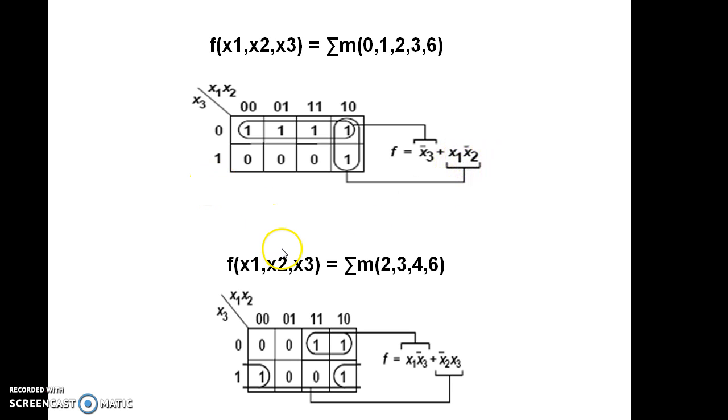The next example, function f of x1, x2, x3 equal to summation of minterms m2, 3, 4, 6. In this kmap, we can see another possible group. The other possible group is two adjacent cells in the first column and last column. There is an option to group the first column and last column, but we cannot group the first and third one.